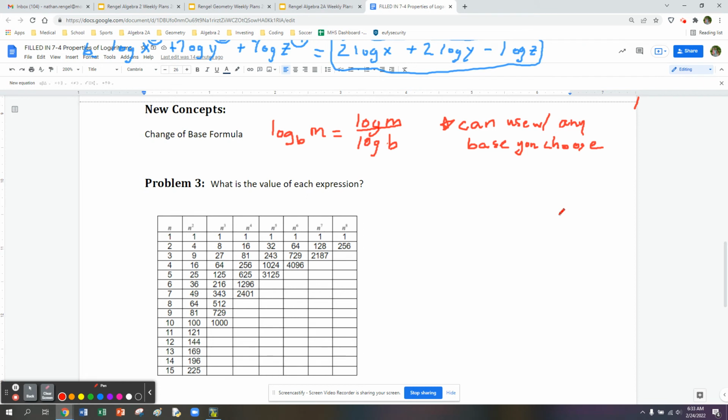I'm going to take log base 6 of 36 over log base 6 of 216. So I can use a base of 6 using this change of base theorem. Now I can use my power sheet. So log base 6 of 36, I can look, that's going to be 2. So my power for 6 to equal 36 has to be a 2, so that would be 2.